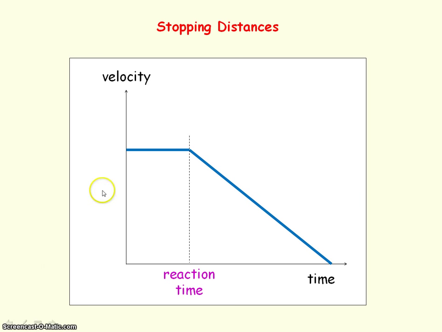and the area under a velocity time graph represents the displacement or the distance travelled. So the area under the first part of the graph, the rectangle, represents the thinking distance, and the area under the second part of the graph, the triangle, represents the braking distance, and adding the two areas gives you the stopping distance.